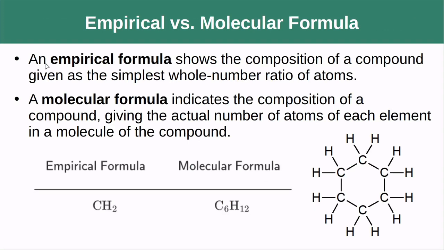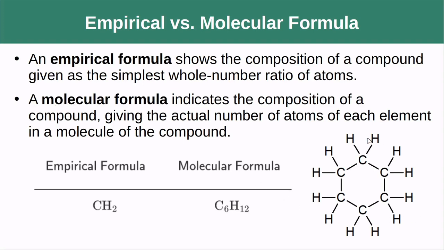So let's talk about the difference first between an empirical and a molecular formula. An empirical formula shows the composition of a compound given as the simplest whole number ratio of atoms. And a molecular formula indicates the composition of a compound giving the actual number of atoms of each element in a molecule of a compound. So, what does that really mean? What it means is that molecular formulas are the ones that we're really used to talking about.